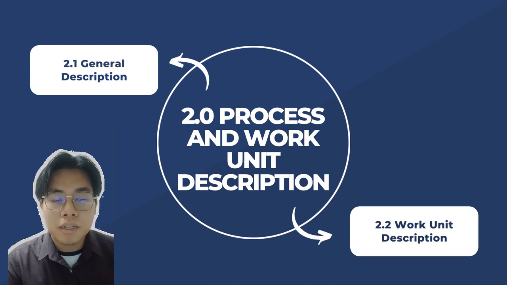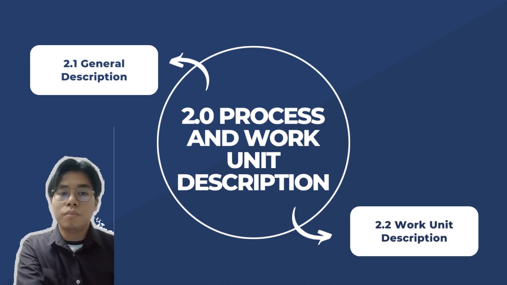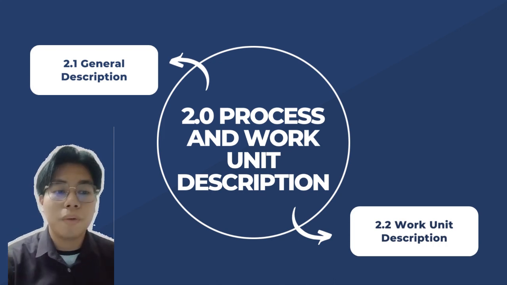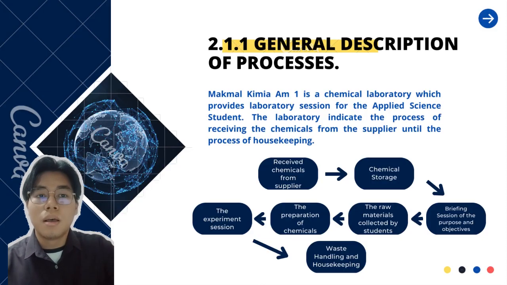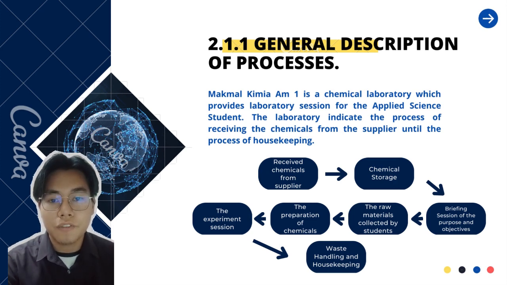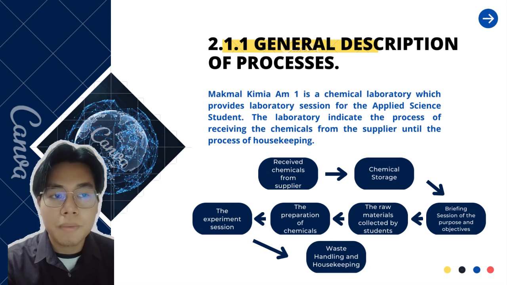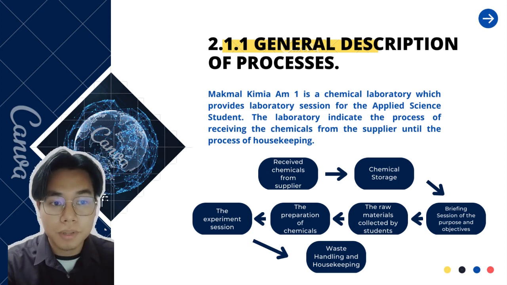Under the major title of process and work unit description, we have two major points, which are the general description and the work unit description. So we will go through the general description of the process first. Makmal Kimia Am 1 is a chemical laboratory which provides laboratory sessions for applied science students. The laboratory process covers receiving chemicals from the supplier until housekeeping. The process flowchart is shown below. First, the laboratory will receive chemicals from the suppliers.